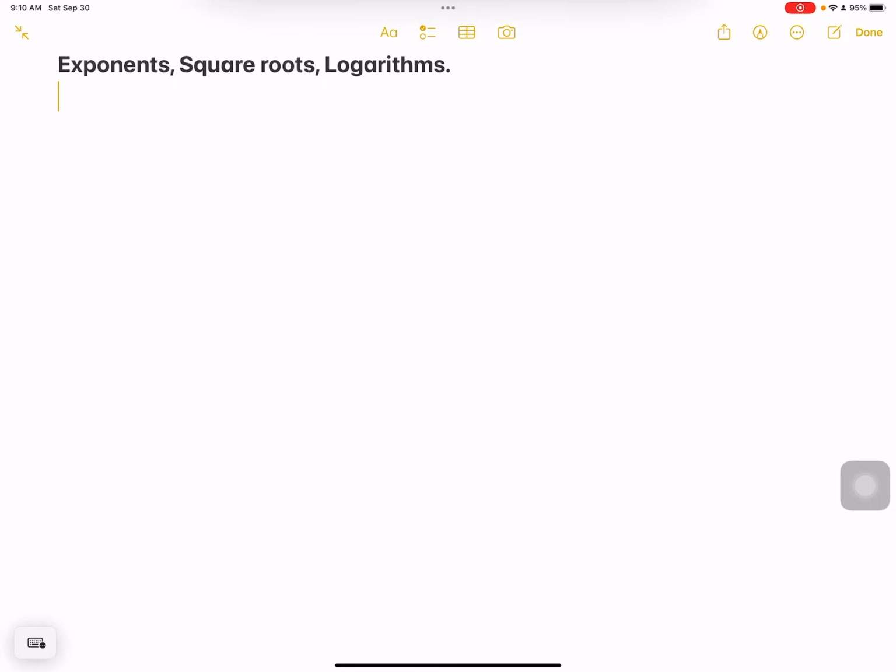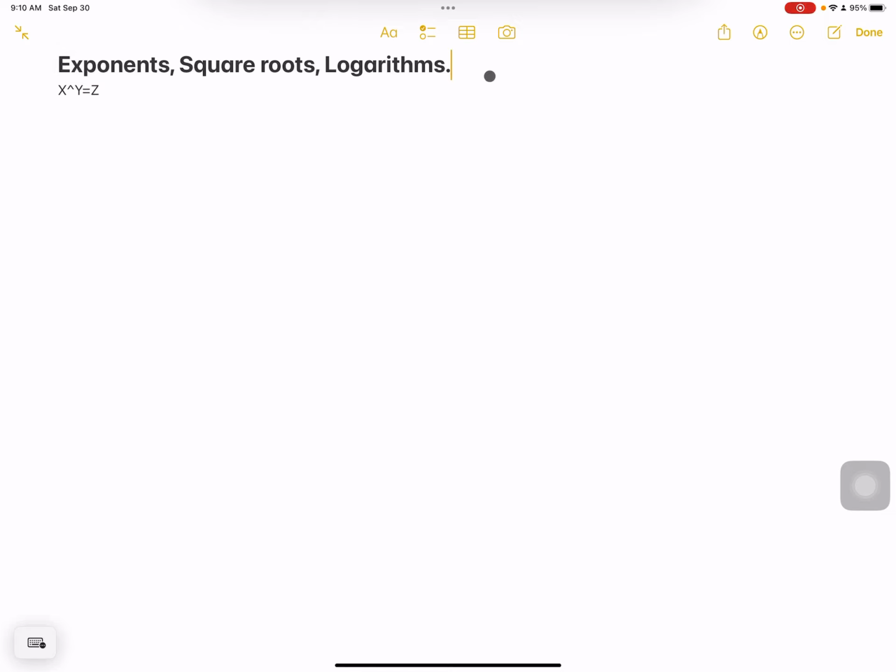Hello. So today we'll be learning about powers, exponents, squares, and logarithms. So let's start with what an exponent is. How is an exponent written? It is written in this form.